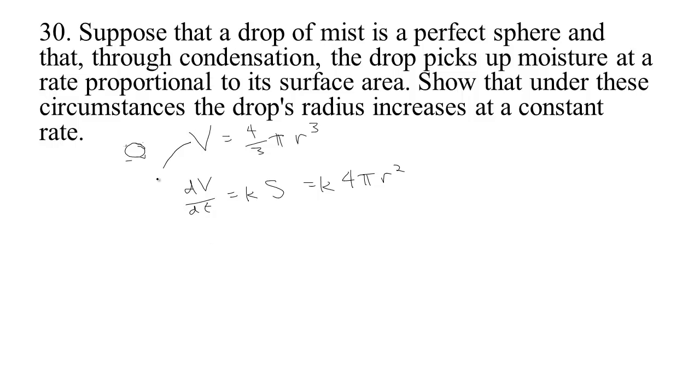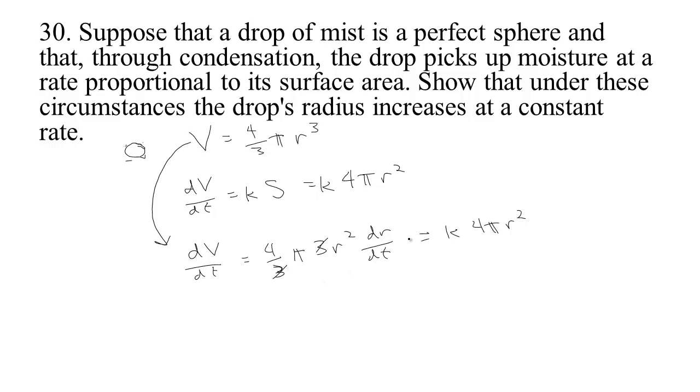So here's a relationship that always has to hold true, right? I think this is going to tie dV/dt to dr/dt. If we take the derivative of both sides with respect to t, on this side 4/3 and pi are constants, and then the derivative of r cubed would be 3r squared dr/dt. But we also know from this that the rate of change of the volume is picking up moisture proportionally to 4 pi r squared.